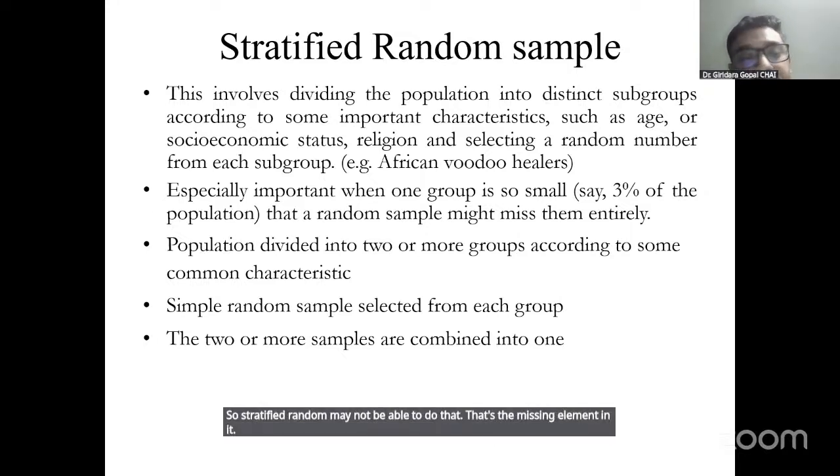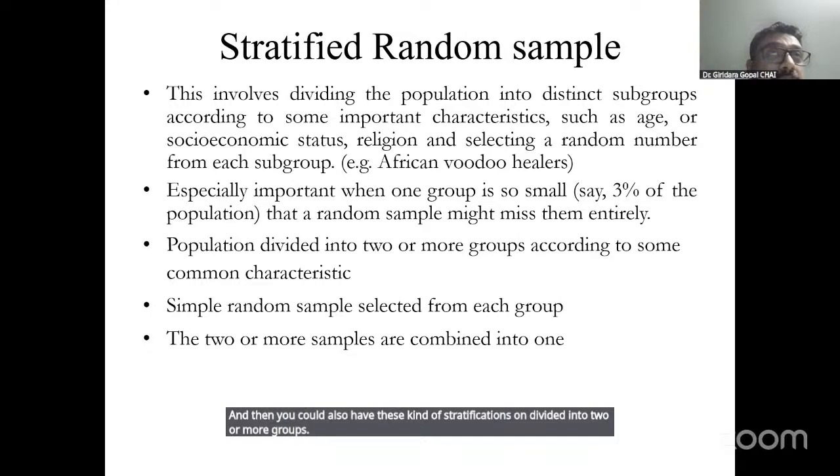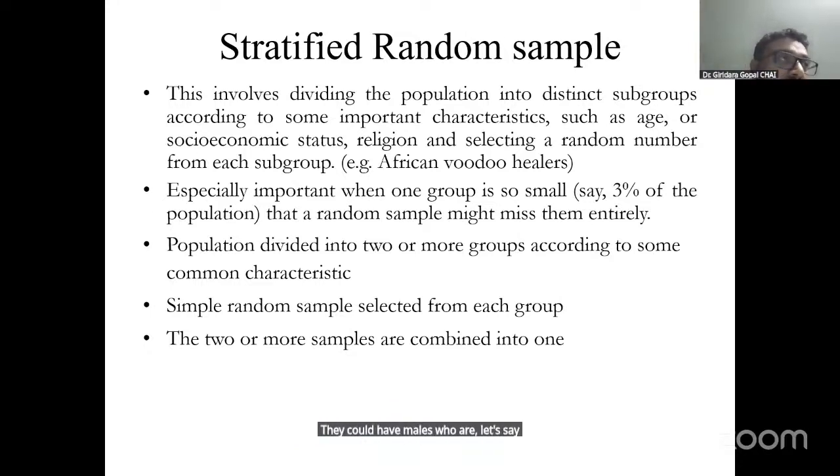And then you could also have stratifications divided into two or more groups. Like you'd have males who are, let's say, 20 to 30 from the upper caste, males who are 30 to 40 who are from the lower caste.